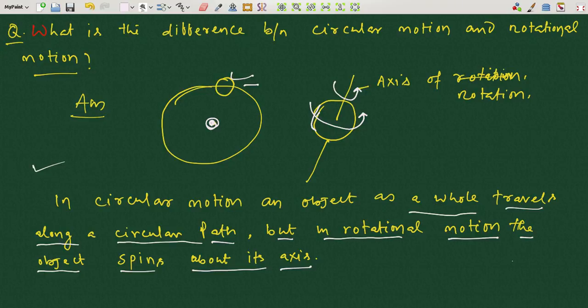By the way, now we will discuss some more types of motion, that means combinations of motions, but of course in the next meeting. Thank you.